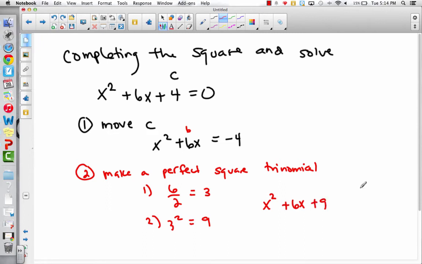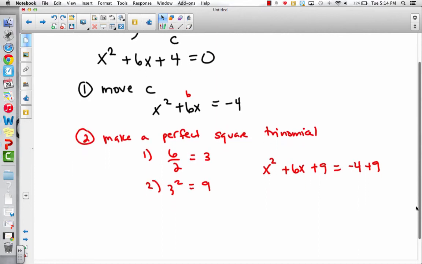This is where it's a little bit different. Because we added 9 to the left, we have to add 9 to the right. So I'm adding 9 to both sides. From here, we're just going to go ahead and simplify. Okay, so make sure you're writing these steps down, showing all your work.